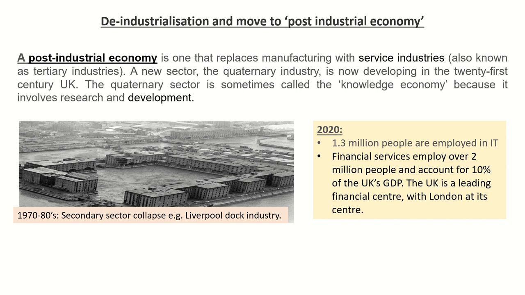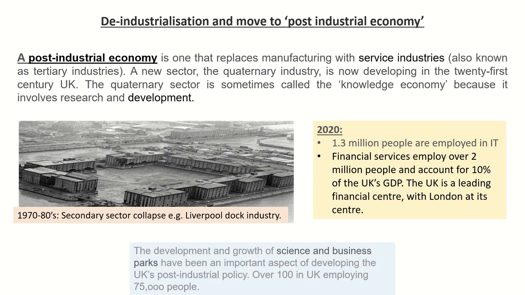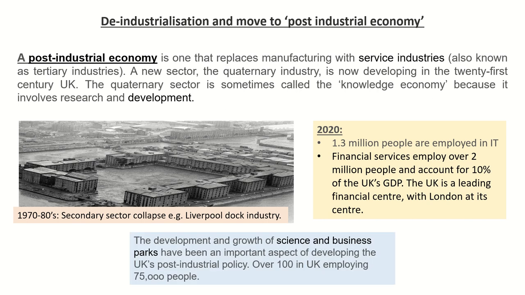1.3 million people in the UK are employed in IT. Financial services, which is like accounting, investment banking, employs over 2 million people and accounts for 10% of the UK's GDP. We've also had the development and growth of science and business parks, and there are now over 100 in the UK employing 75,000 people. So the UK has had a very swift and clear change to the post industrial economy.